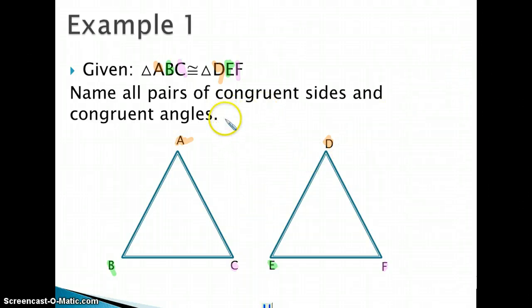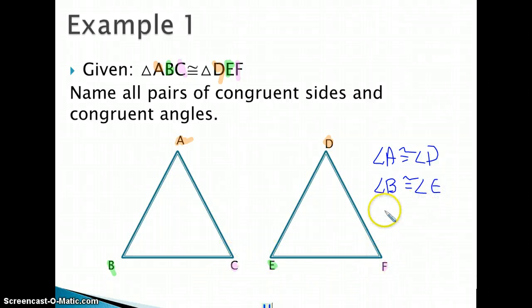So we want to name all pairs of corresponding or congruent sides and congruent angles. Now if the triangles are congruent, then by CPCTC all the pieces that are corresponding are congruent. So I can start with the angles. Angles are going to be really easy actually. Looking at the diagram, the orange angles are angle A and angle D. Looking at the green angles, angle B congruent to angle E, and then the pink C congruent to F. And that's the easy part.